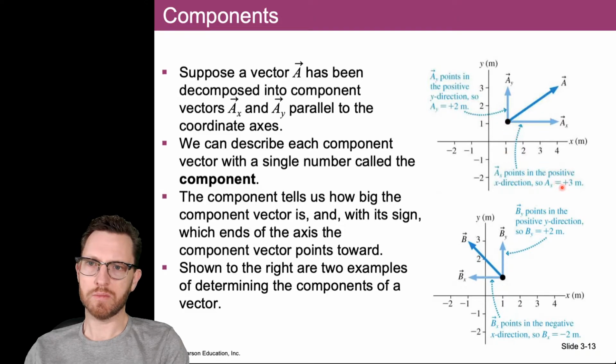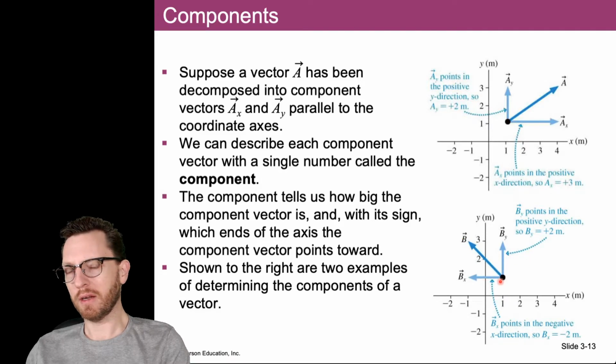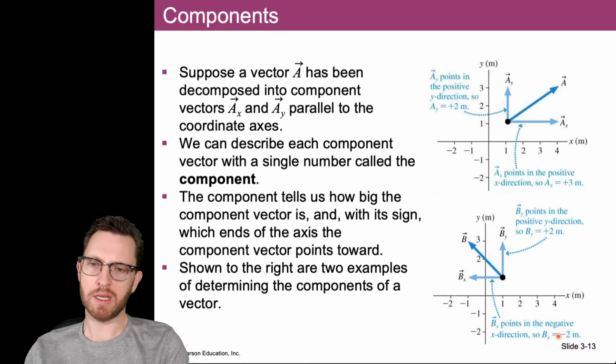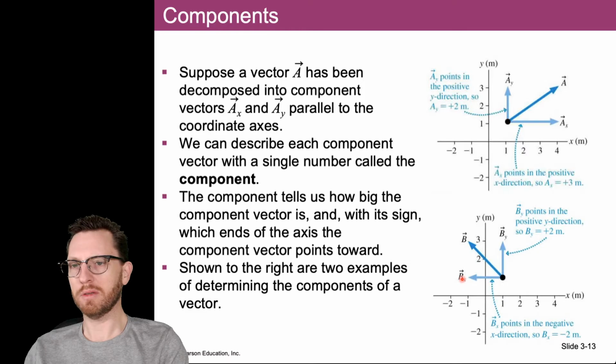So AX is equal to plus 3 meters. Compare that to vector B here. Now when I decompose this vector into its vector components, BY points in the positive direction and is 2 meters long. And so I can say BY, that component vector, is equal to plus 2 meters, whereas BX now points towards decreasing values of x, so I'm going to use this minus sign to indicate the direction of that vector. It's 2 meters in length, but the minus sign tells me that vector BX points to the left.